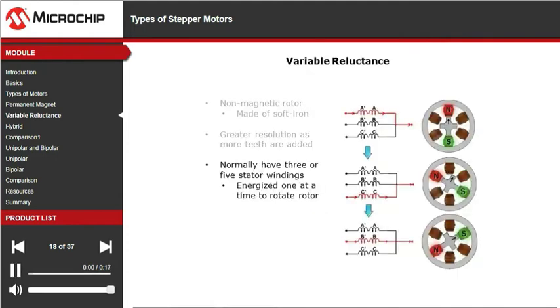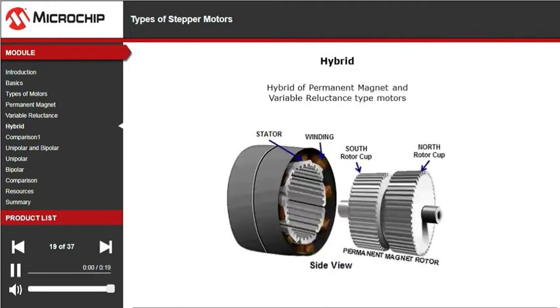Notice that to rotate the motor in a particular direction, the stator pole winding energizing sequence is actually reversed to that used in a permanent magnet motor. Also note that the motor's step angle is actually half that of a permanent magnet motor with the same number of stator windings. The last motor to be discussed is the hybrid motor.